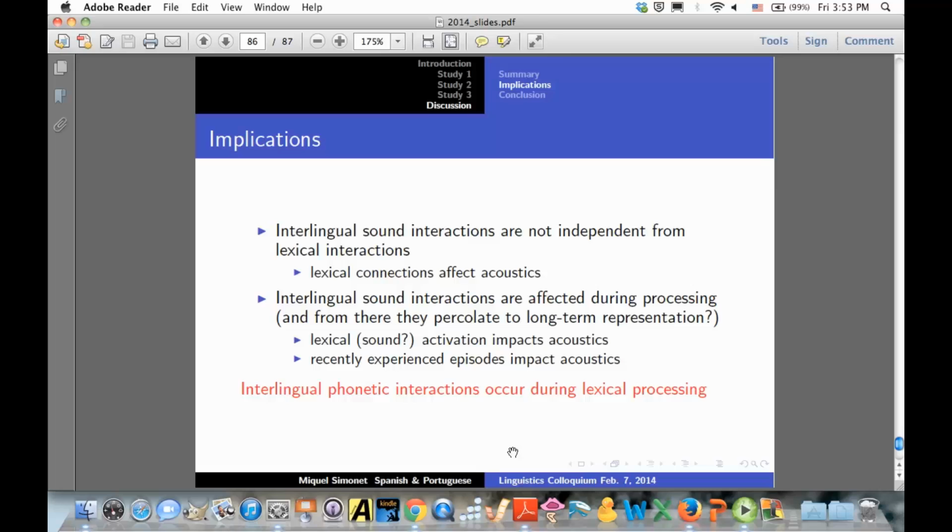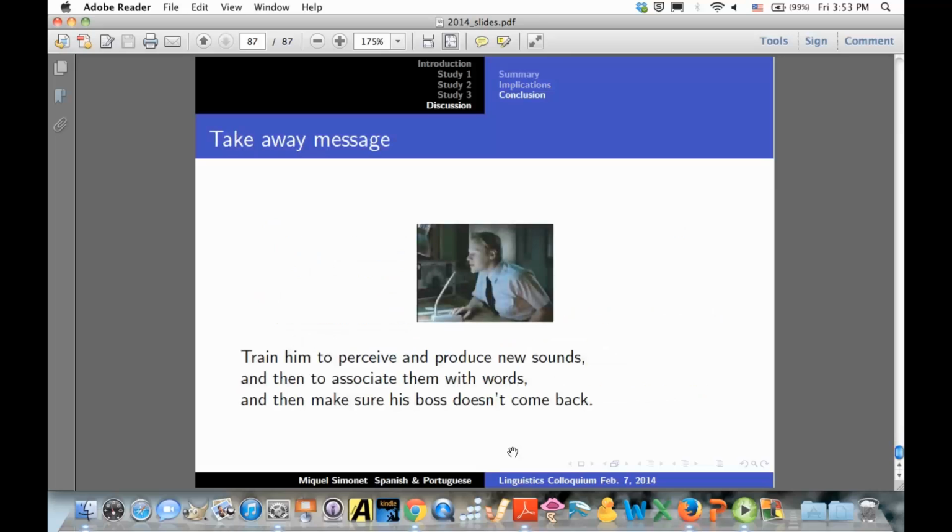And so, simplifying, the takeaway message is that one thing would be to train him to perceive and produce the new sound, the contrast between th and sa, which he seems to have a problem with. Then he would have to associate them with words, and this is a different process, a different problem, and this would need to be done separately. And then make sure that his boss doesn't come back into the room, because his German will go back up and he will have more problems with his English than he already has.